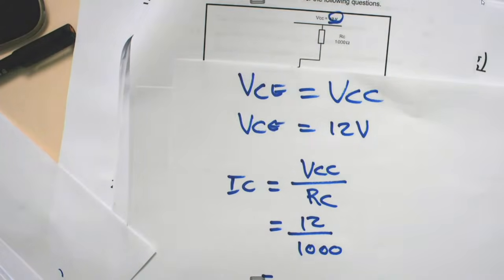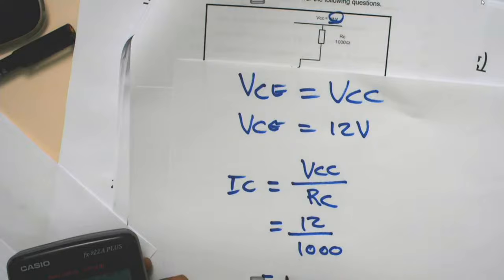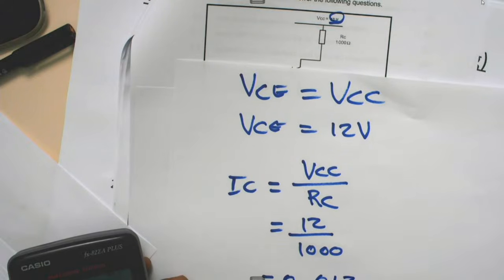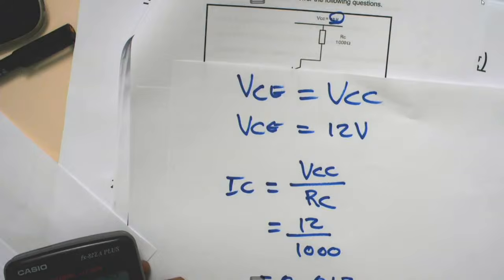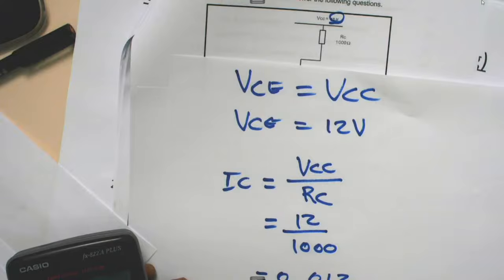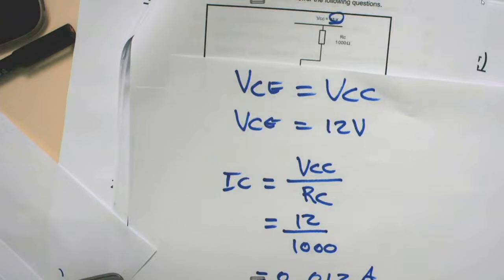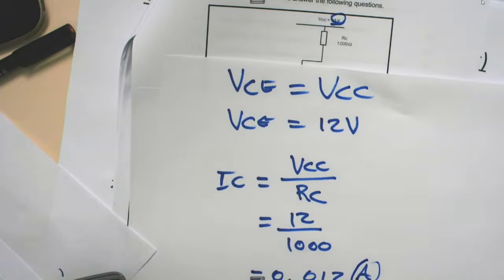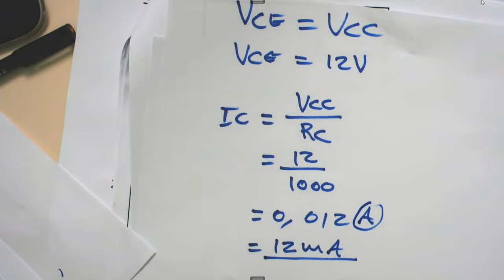If you put it in the calculator, you'll have 12 divided by 1000, which will give us 0,012. If you want to convert this number to a milli suffix, you multiply by 1,000, which will give us 12. It will give us 12 milliamps. It's very important to remember to include the A, which signals that it's a milli.